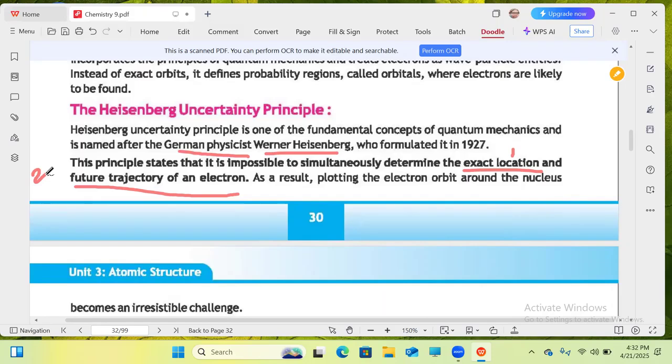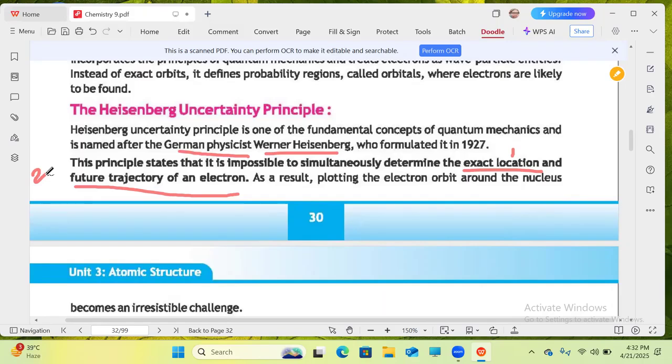So here the given word is the future trajectory of an electron. We don't know where an electron will move. An electron may move to the second shell, or the first shell, or be found in the third shell, or the fourth shell. We have no idea about the jumping transition of an electron, where it will jump in the future. That is known as the future trajectory of an electron.